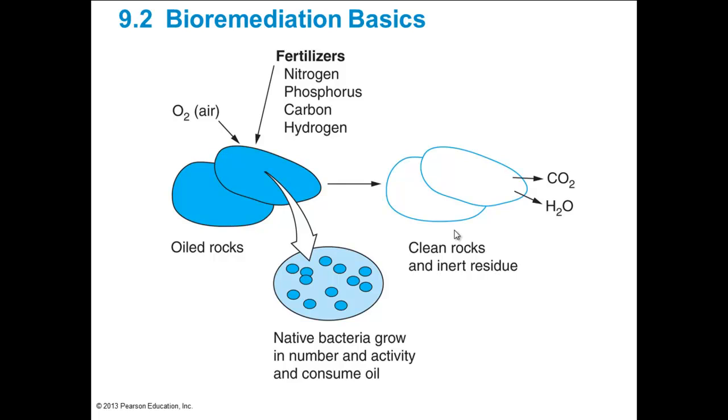And just some basics. It turns out that when you have petroleum products, like an oil spill, like the Deepwater Horizon oil spill that happened in the Gulf of Mexico, all you need to do is provide oxygen. Okay, so rather than providing pure oxygen, air is cheaper. So these zones are aerated. This causes native bacteria to grow. You also add fertilizers for these other nutrients, nitrogen, phosphorus, carbon, and hydrogen. And this is sort of a recipe for petroleum hydrocarbon degradation, and it is very effective.